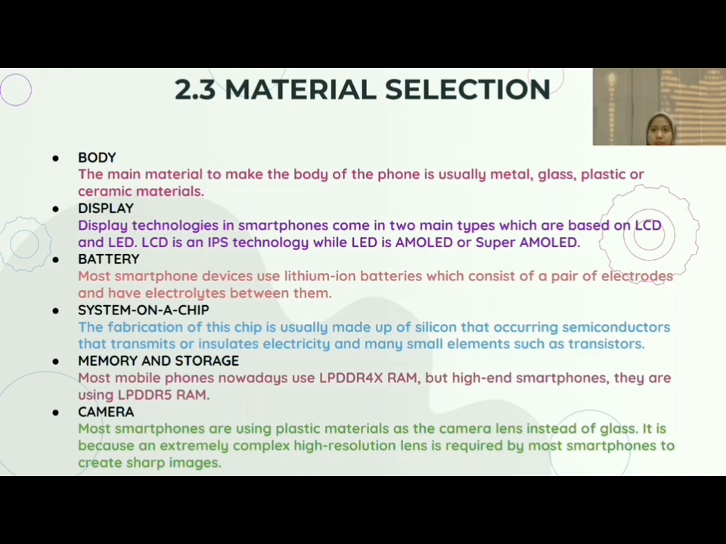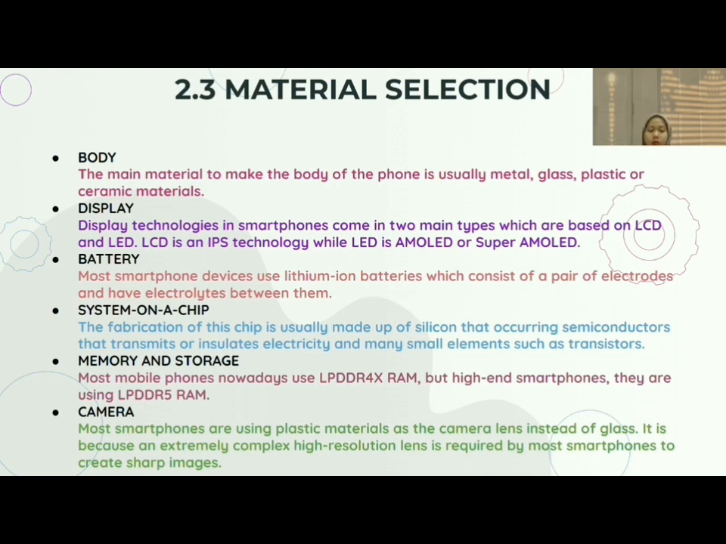combine with other elements. So for the system on a chip, the fabrication of the chip is usually made up of silicon, semiconductors that transmit or insulate electricity, and many small elements such as transistors. A technique known as doping, which is the injection of imperfections into silicon, can alter its electrical characteristics. For memory and storage, most mobile phones nowadays are using LPDDR4X RAM, but high-end smartphones are using LPDDR5 RAM. And LP stands for low power, which means it can reduce the total voltage of the chip, making it more efficient and extending the battery life of the mobile phone.